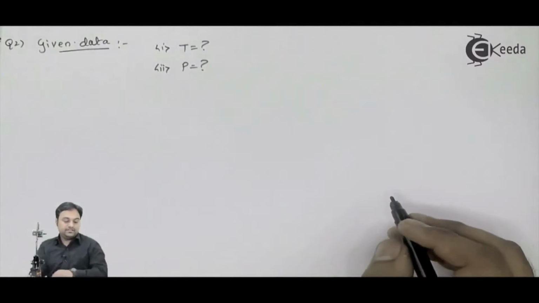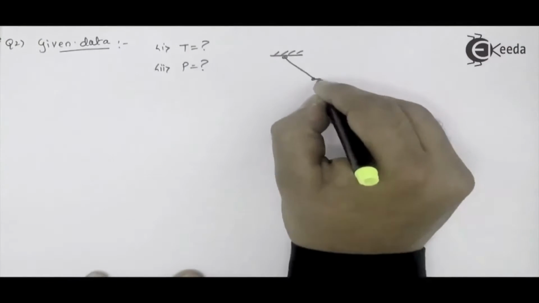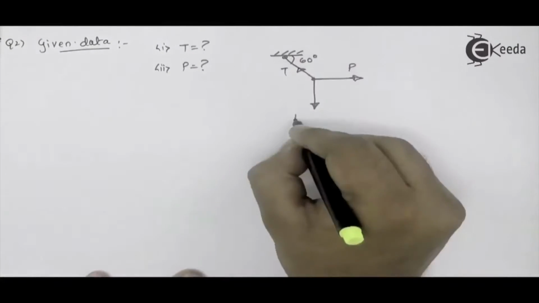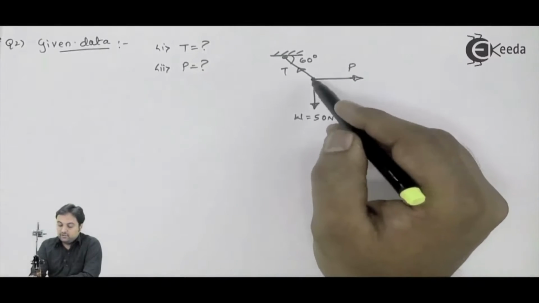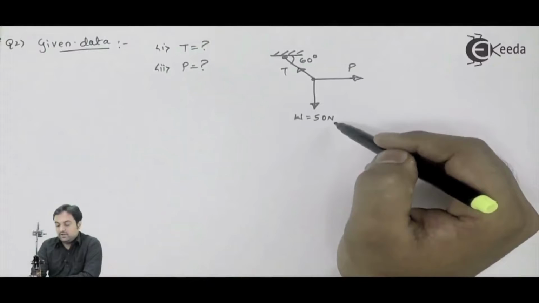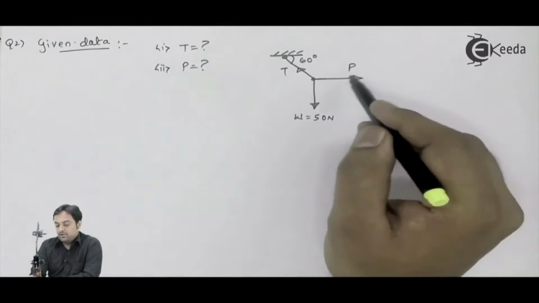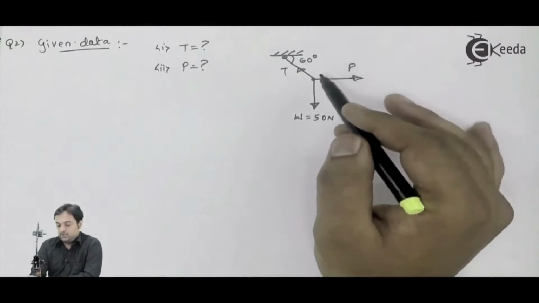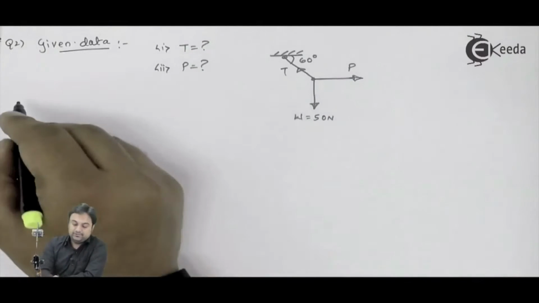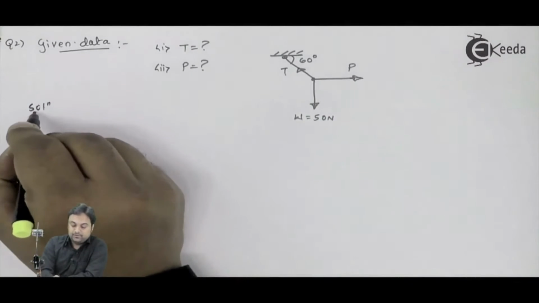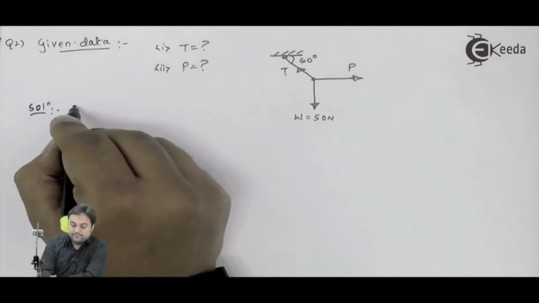The diagram which they had given, this is the diagram which is given, where we are having load W acting downward, which is 50 Newton. Load P is towards horizontal, towards right, and tension in the string. Here T and P need to be calculated. So I'll write down the solution. First I will draw the FBD.